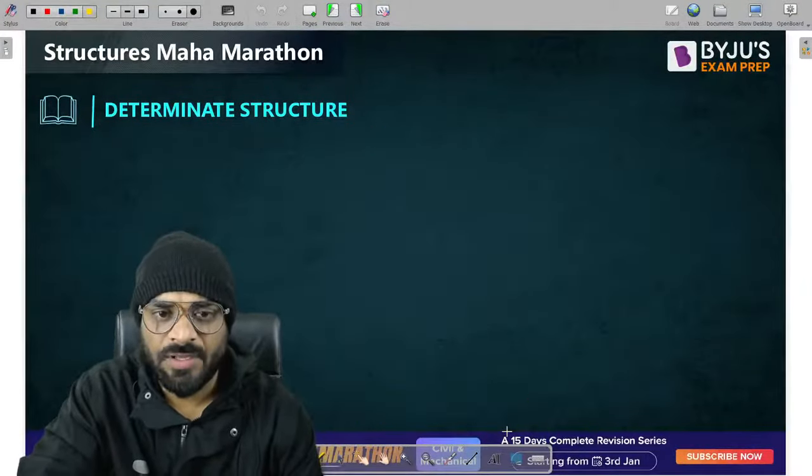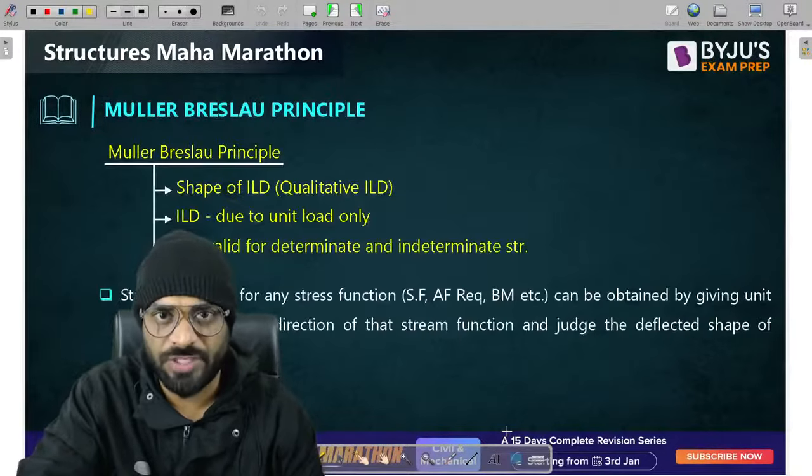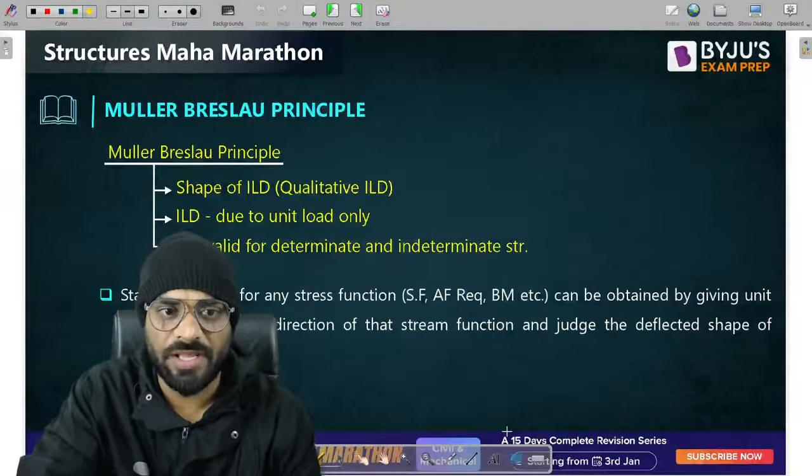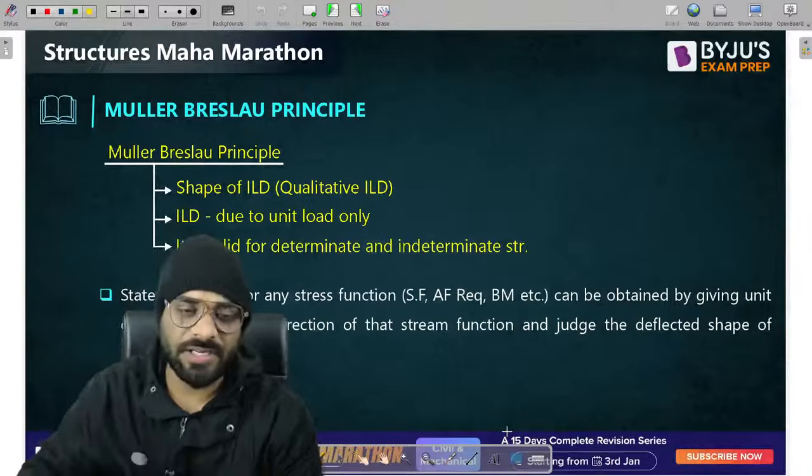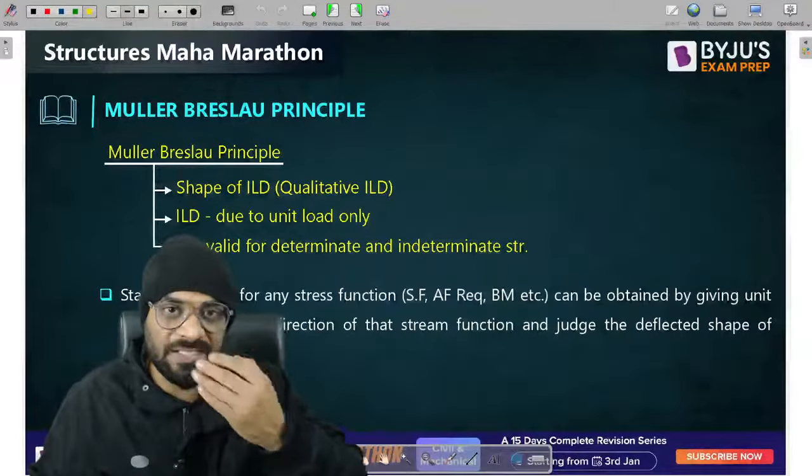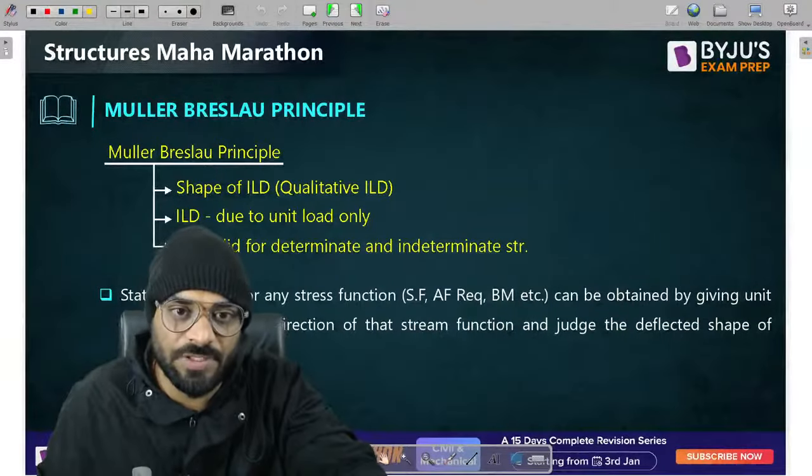Getting a point? So in this way you can do the numerical approach. In this way you can recall the numerical approach easily. Correct? Now let's understand the next approach, which is basically the Mueller Breslau principle.